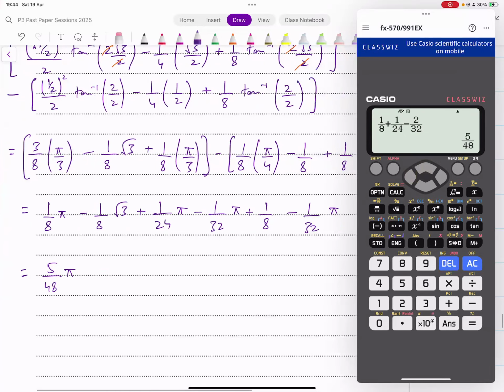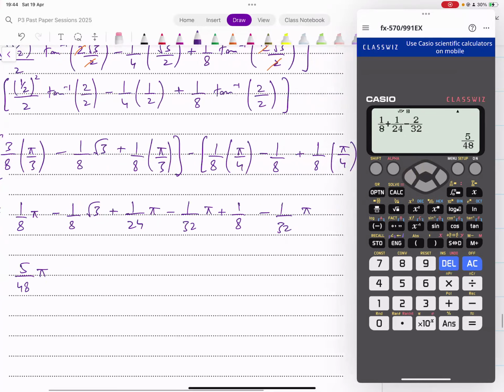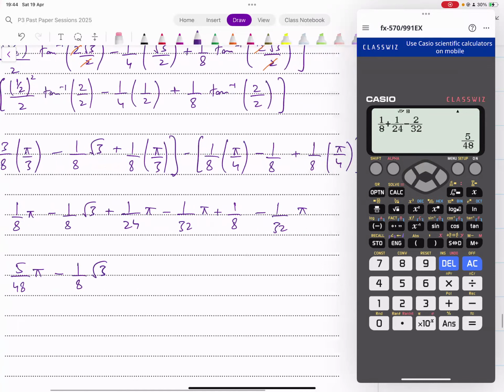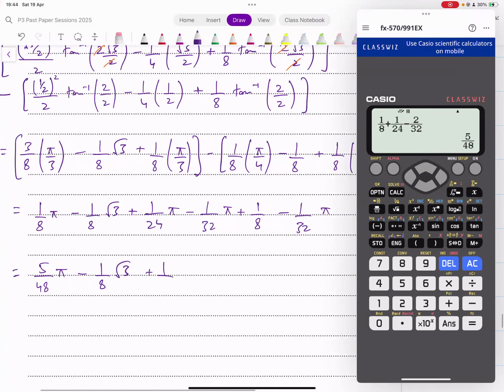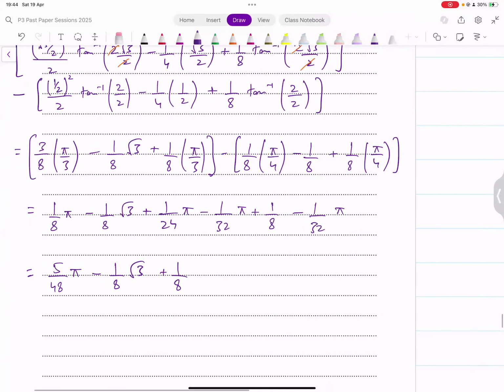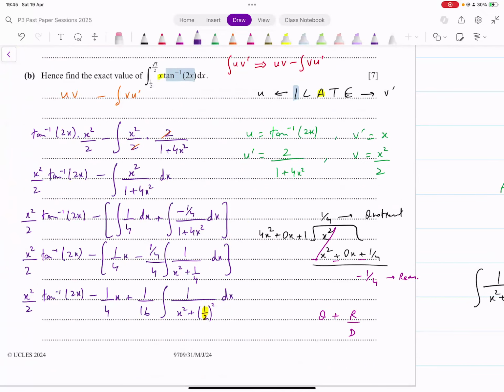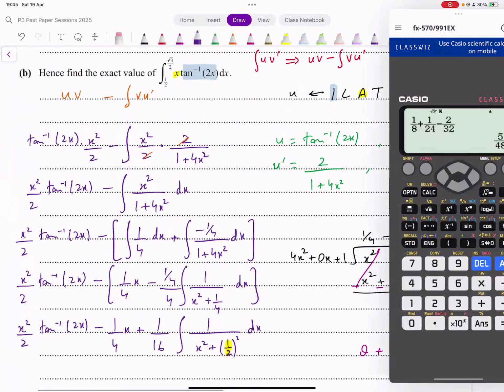Okay, now the under root 3 terms, there is only one of them. That's minus 1 over 8 under root 3 and plus 1 over 8. That's the exact answer that we're getting. Now at the end, yes, if you have time, what you should do is check this on your calculator. You can confirm this answer on your calculator.